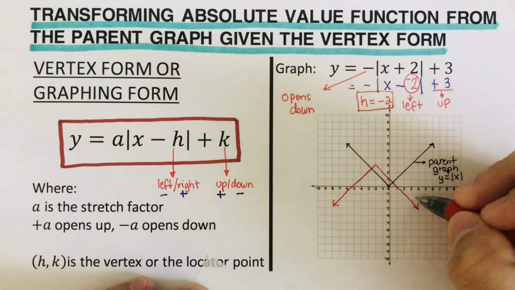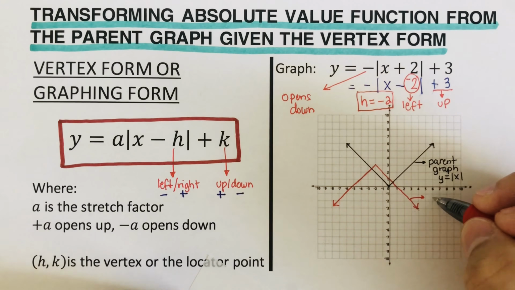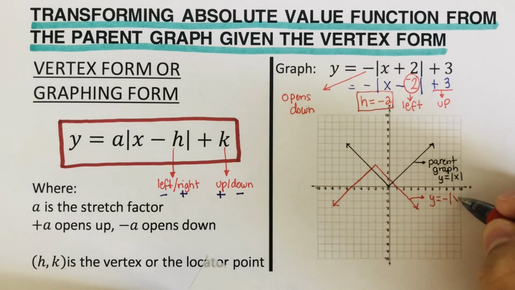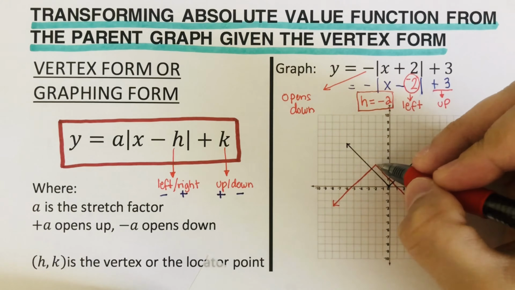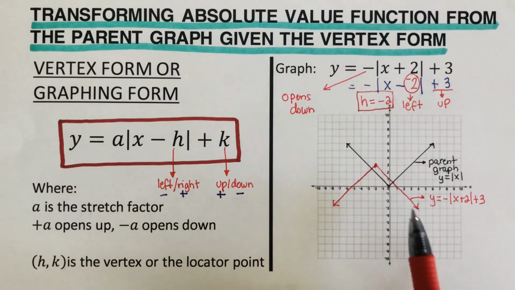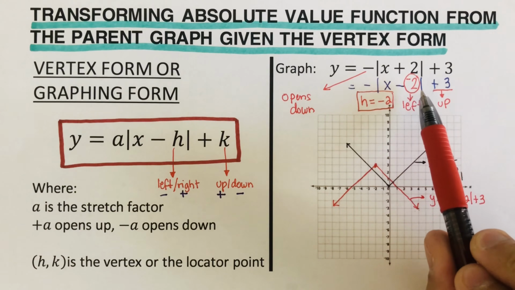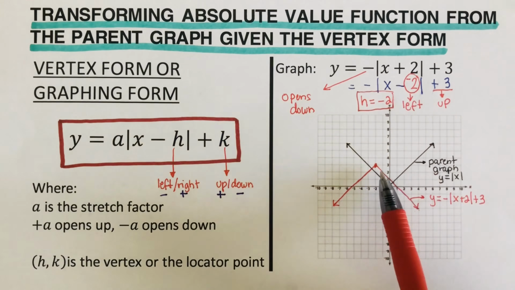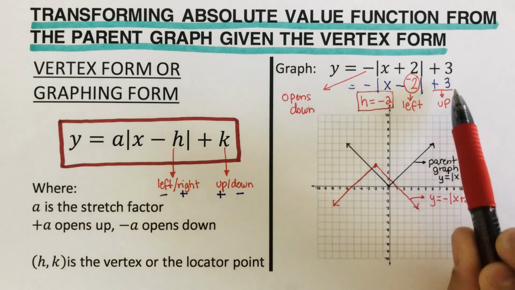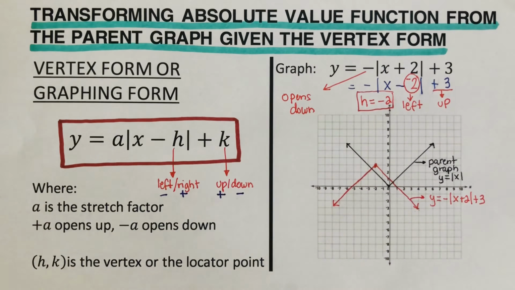And the equation for this graph is y equals negative of the absolute value of x plus 2 plus 3. Now notice that the vertex that we have here is negative 2 and 3, and that represents the h and the k. So negative 2 is the h, the k is positive 3.